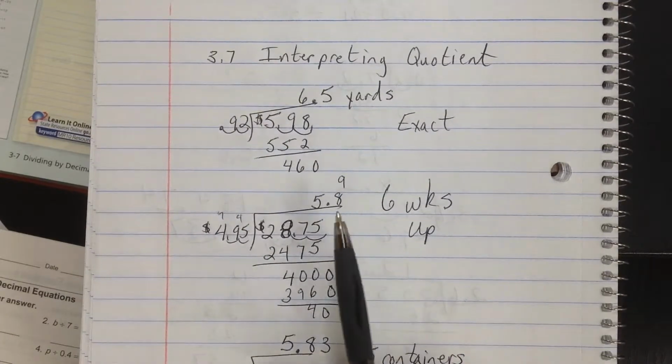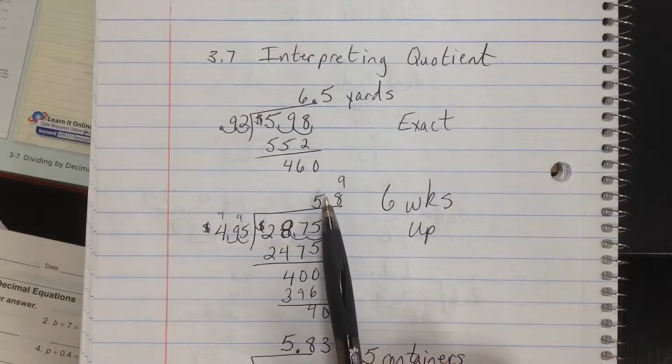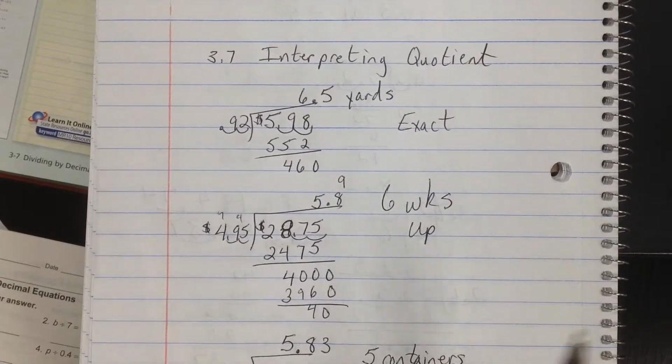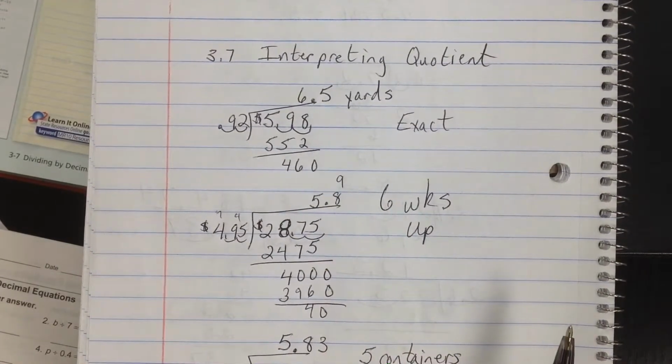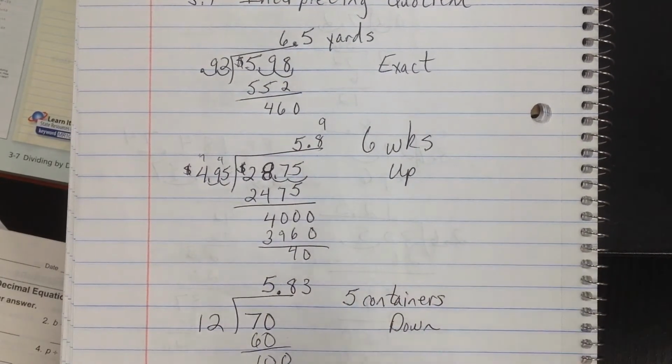If it says how long will something take, and you're having to get to a point and you're slightly under, then you have to round up. And in some situations, you'll want to keep your exact answer, and you actually have to decide by what the situation is. That's it for 3.7.